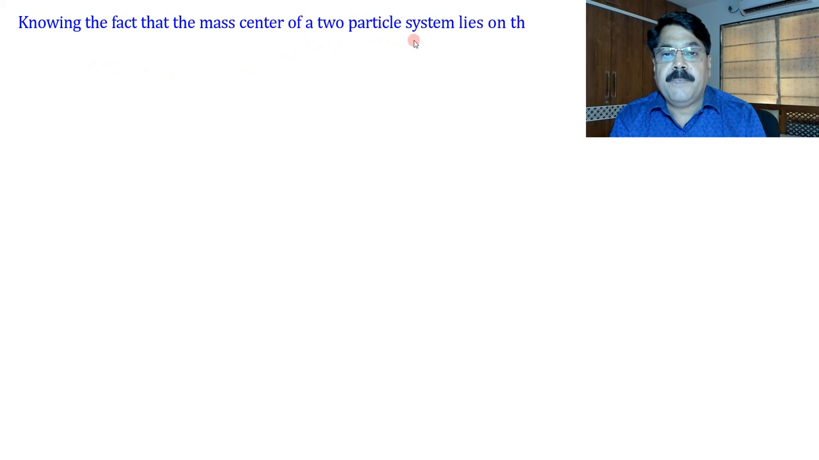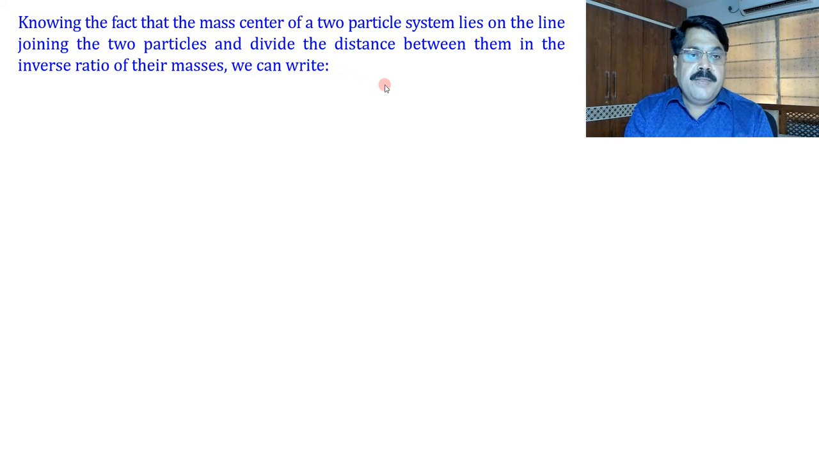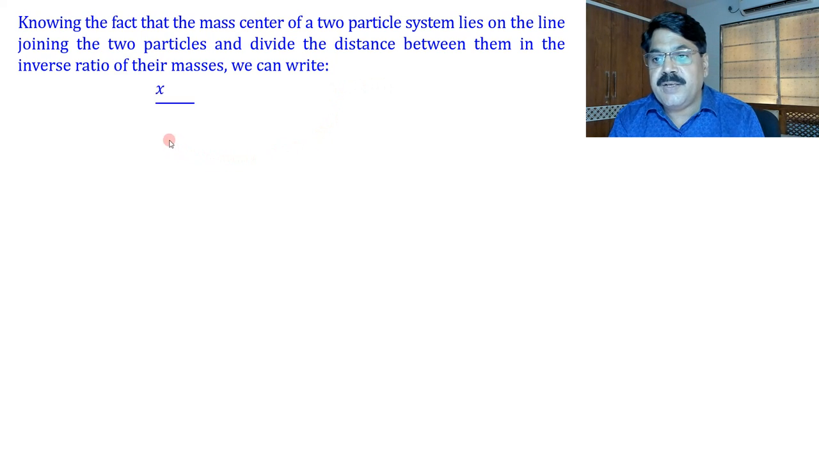Knowing the fact that the mass center of a two-particle system lies on the line joining the two particles and divides the distance between them in the inverse ratio of their masses, we can write that x01 upon x02 will be equal to x1 with respect to c upon x2 with respect to c, and they will be equal to the reciprocal ratio of masses.